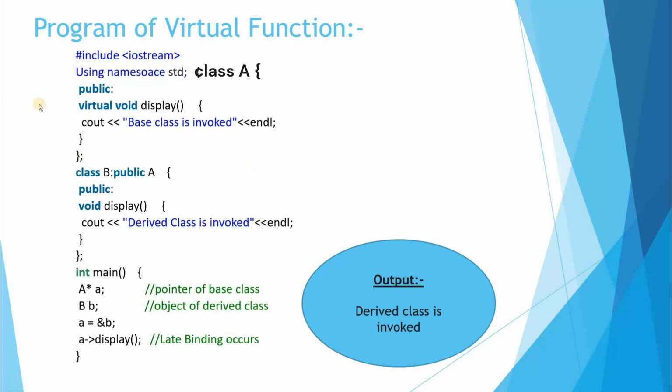Now a program of virtual function. #include <iostream>, using namespace std. In class A, in public, we will define a function called virtual void display, and the output of this function is "base class is invoked". In class B we will again define a function called void display in public. In this function the output will be "derived class is invoked". In the main function we declare a pointer of base class and an object of derived class, and the output of this program is "derived class is invoked".